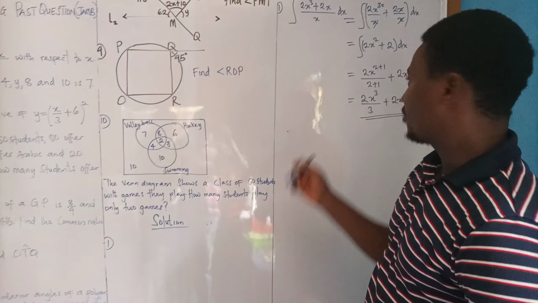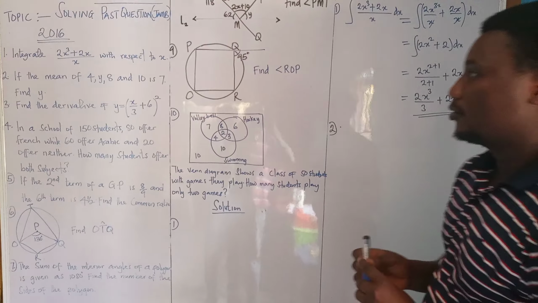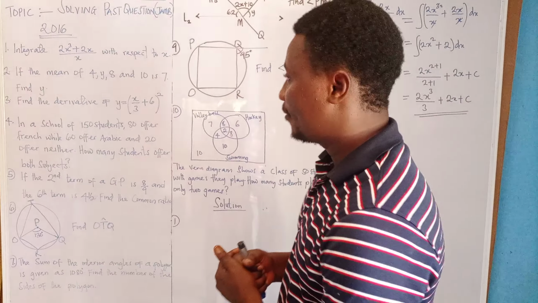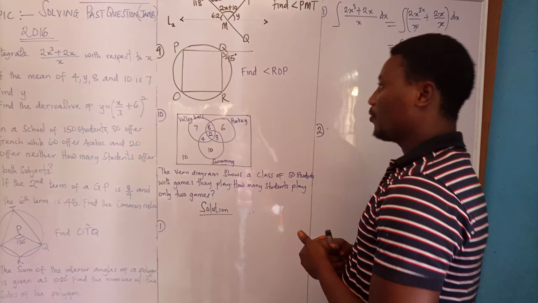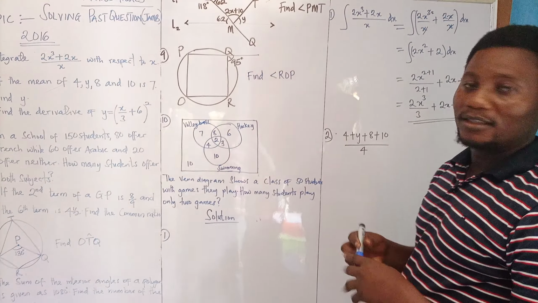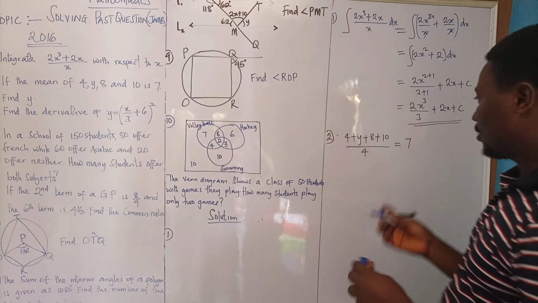So let's move to question number 2. If the mean of 4, y, 8 and 10 is 7, find y. So we are looking for y, but we are given that the mean of 4, y, 8 and 10, that is 4 plus y plus 8 plus 10. So we have how many data here? 1, 2, 3, 4, divided by 4. That is how to find the mean. You add the numbers together, then you divide by the number there. And that is given to be what? 7.